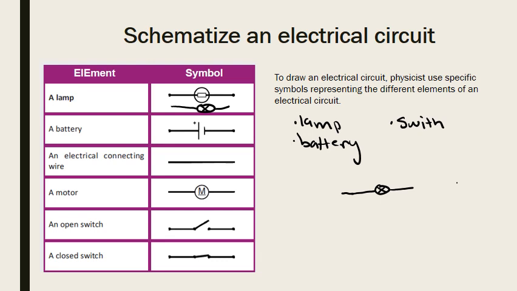So we've got a switch. Now here it doesn't say if it's open or closed. I'm going to do an open switch. So draw an open switch. Connected to that is the battery. So we draw a battery like this. And we connect these two. So here I've drawn an electrical circuit. So we use the symbols given to us and we just draw it.